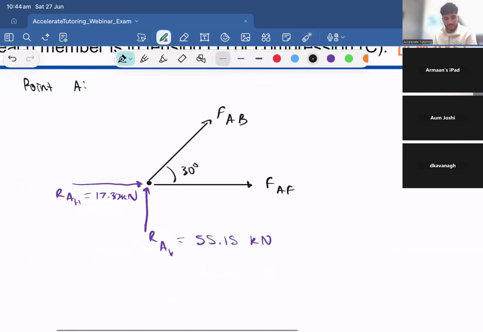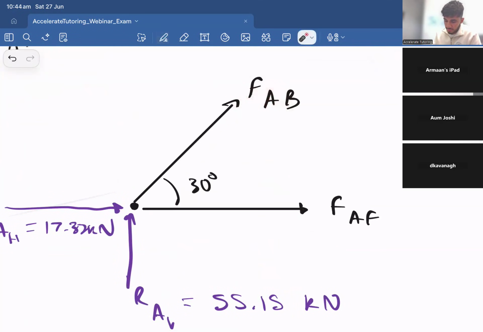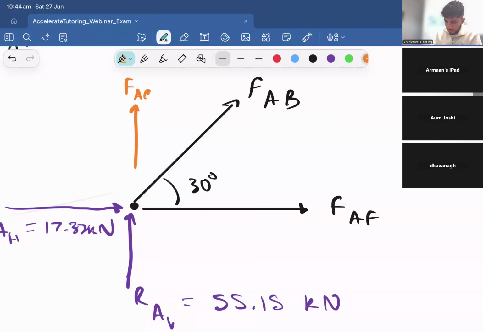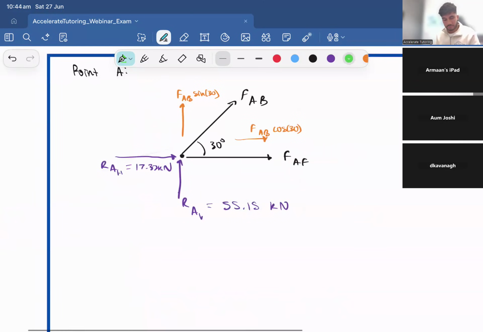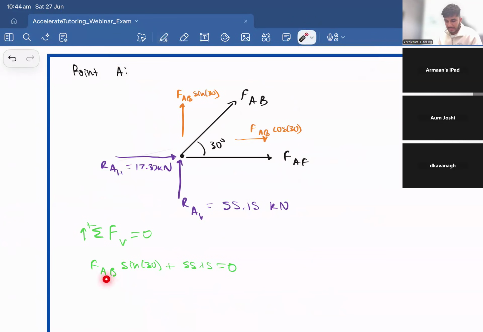So to do this, this is just a concurrent force question, so year 11, mod 1, mod 2. To do this, first step is break our force AB into its two vertical and horizontal components. So let's do that. Force AB sine 30, and then force AB cos 30. Wonderful. Now, same thing. We take sum of forces in vertical, sum of forces in horizontal. Vertical is equal to 0, so we get force up is positive, force AB sine 30 plus 55.15 is equal to 0. This automatically tells us that AB is probably going to be a negative value, so it's in compression. That's fine. Let's take it.